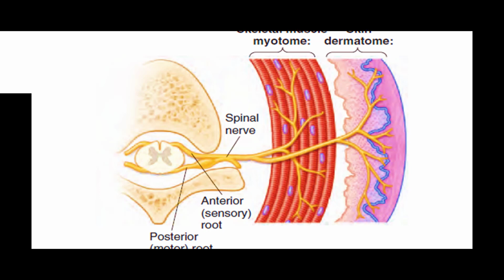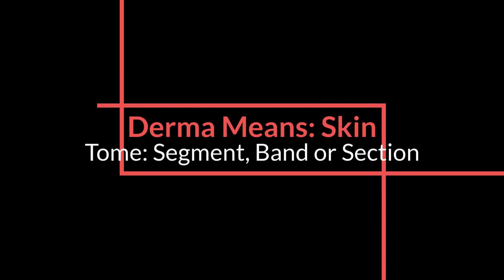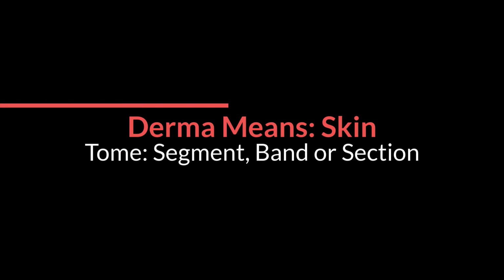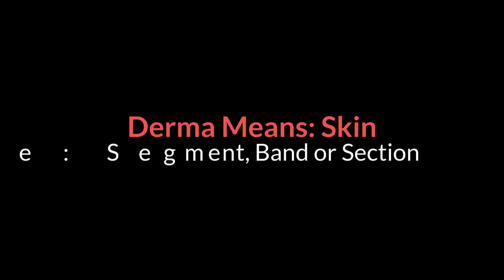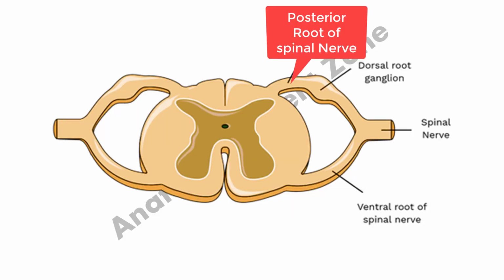Now I will tell you about the detail of dermatome. The term dermatome is a combination of two words, derma meaning skin and tome meaning the segment, band or a section. So dermatome is a segment or a section of skin which is innervated by the posterior or the dorsal root of a single spinal nerve. So point to remember is that it is the posterior root of spinal nerve, not the anterior root.